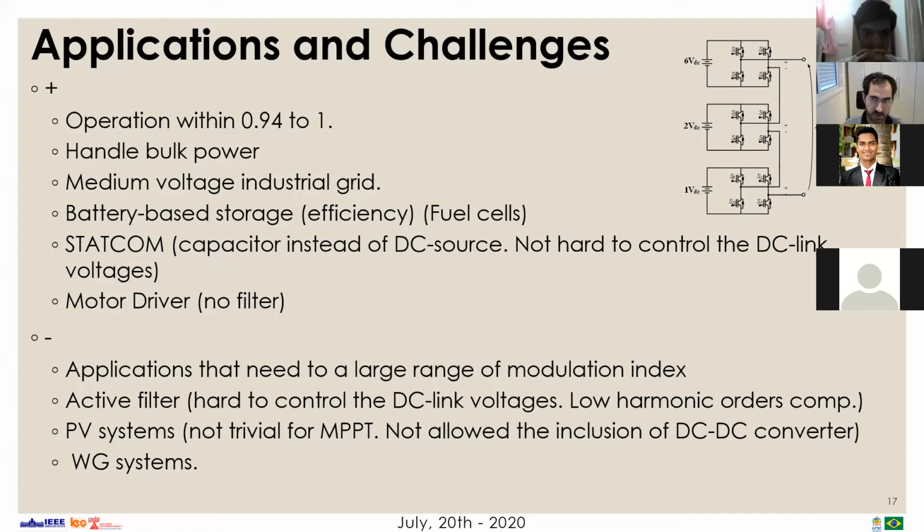PV systems are also not good because it's not trivial for MPPT applications. If you replace this with solar panels, this won't be so good. It's not so trivial to employ this kind of algorithm. And if you think about including here a DC converter as we commonly find in PV systems, this won't be good either, because the inclusion of a DC converter switching at high frequency makes the inverter unfeasible. If you are already using transistors to hold such power, it's better to use another topology, another multilevel inverter, the symmetric one or the MMC.